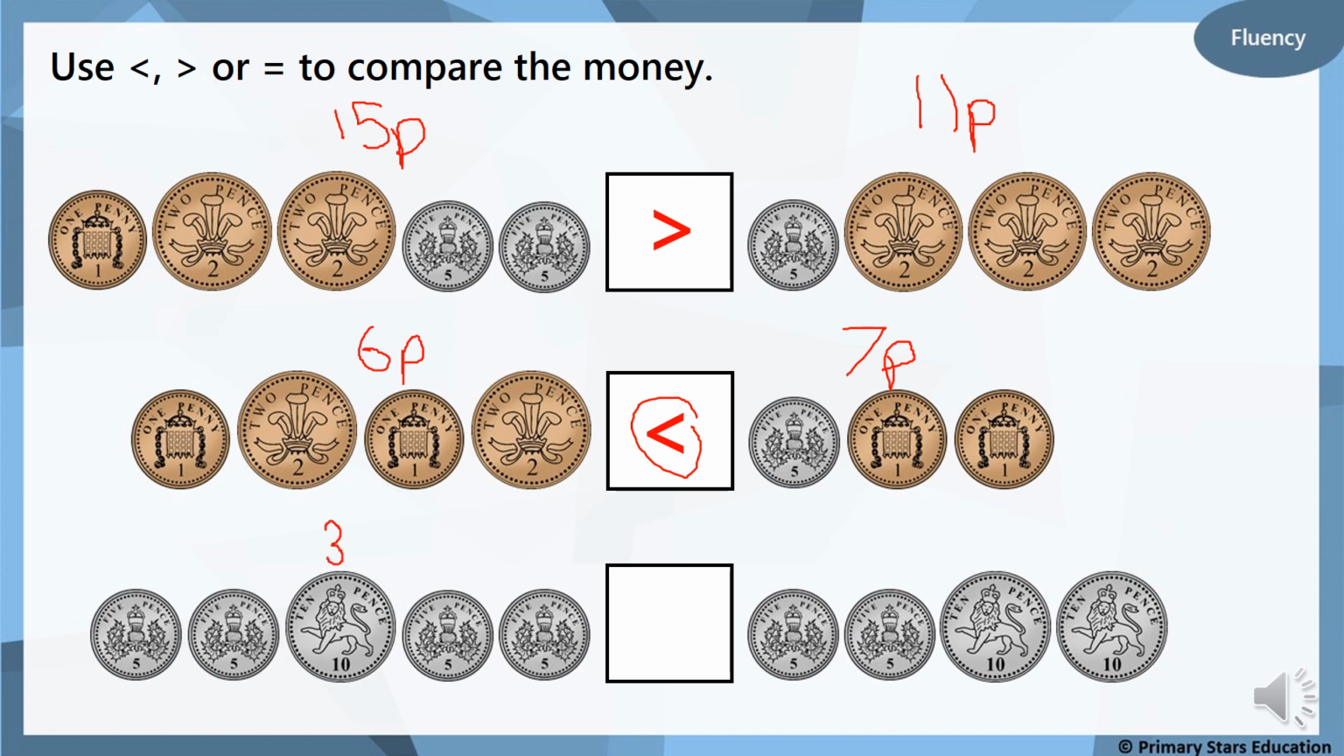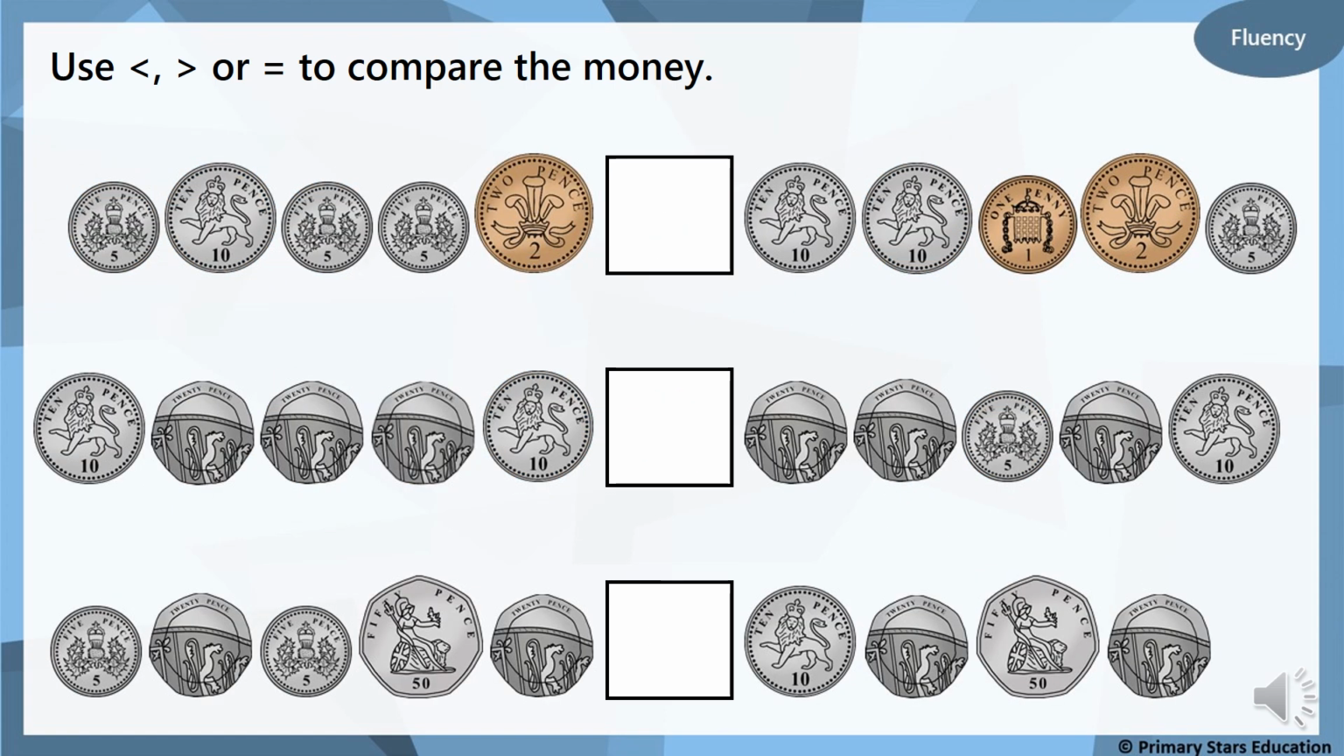So you should have 30 pence. And let's count the amount on the other side. 5, 10, 20, 30. What do you notice? They are both the same. So 30 pence is equal to 30 pence. Okay, now complete the next one for me in your own time.